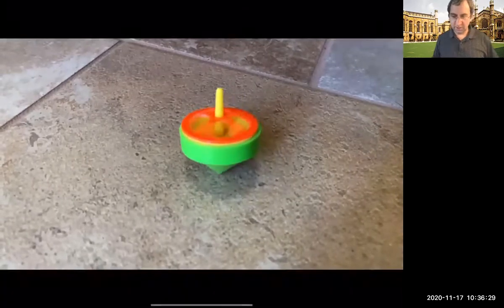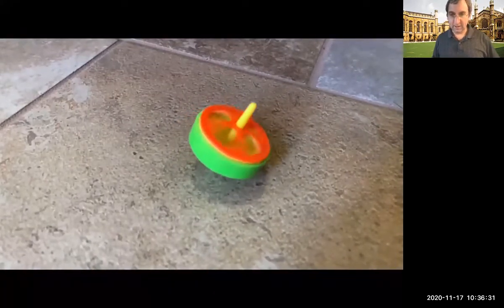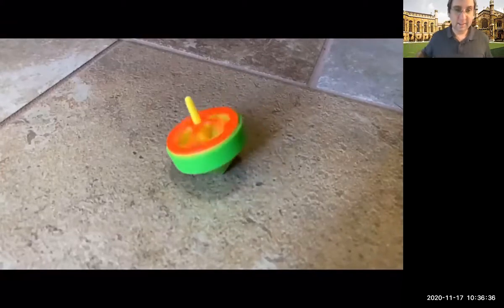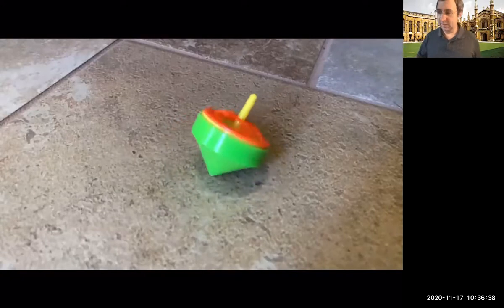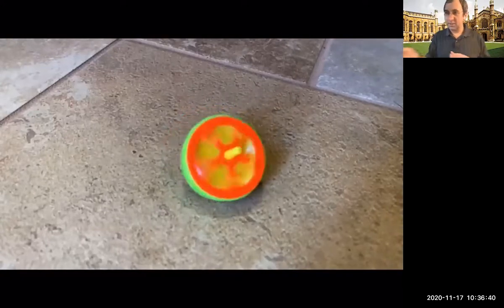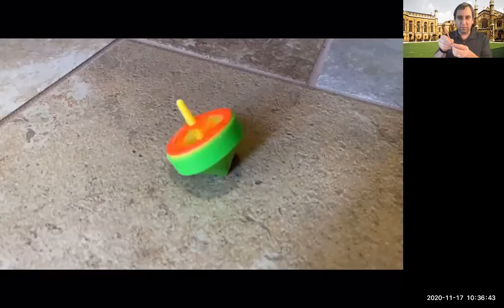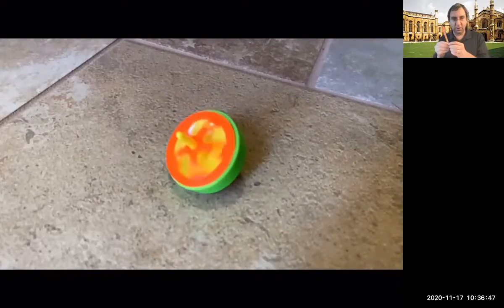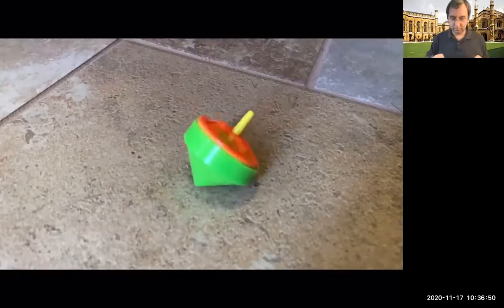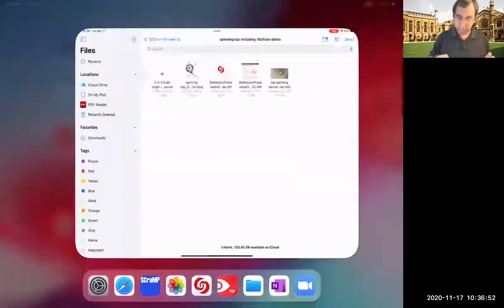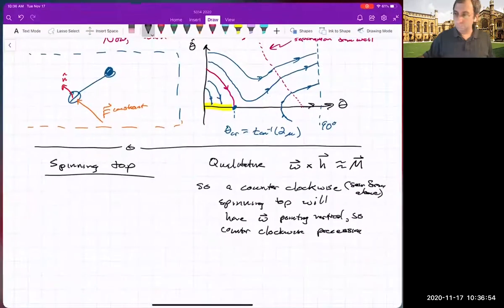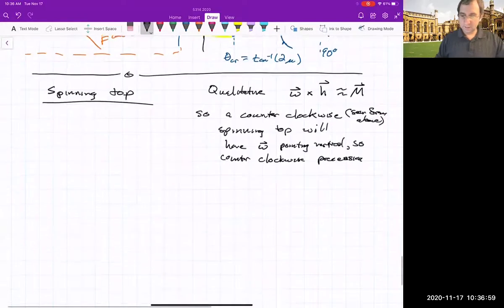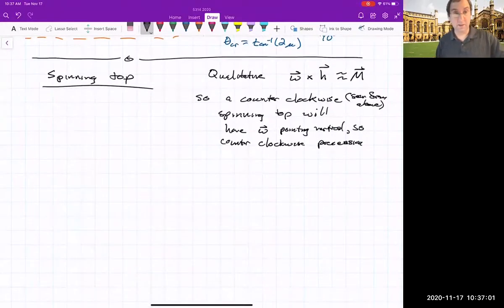Here's slow-mo. So you could see it is precessing counterclockwise, but also that tip, the tip is not only moving around, it's actually going up and down as well. And that up and down motion is called nutation. So for the spinning top, at least our qualitative assessment works.